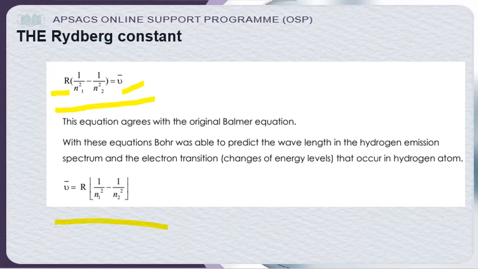This one is 1.09678 times 10 to the power 7. This is its value, and you must remember this value firmly. We will use this relationship to calculate the wave number of each spectral line in each type of series, that is in the Lyman series, or Balmer series, or Paschen series, or whatever the series under consideration is.